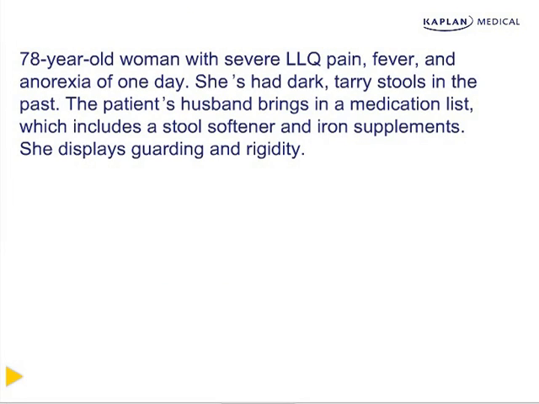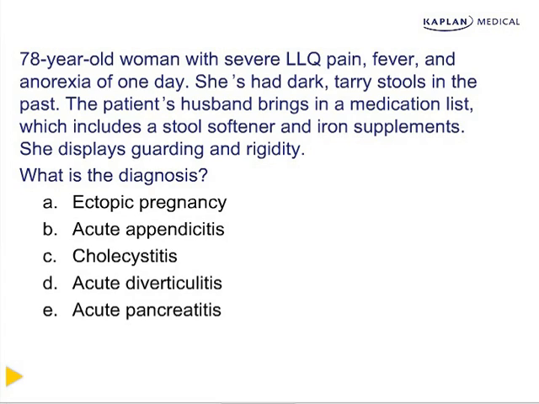To introduce the next topic, let's discuss another case. An elderly woman presents with left lower quadrant pain, fever, and decreased appetite. She has a history of dark, tarry stools and takes stool softeners and iron supplements. On exam, she has abdominal rigidity and guarding. What is the most likely diagnosis? Is it A, ectopic pregnancy, B, acute appendicitis, C, cholecystitis, D, acute diverticulitis, or E, acute pancreatitis?